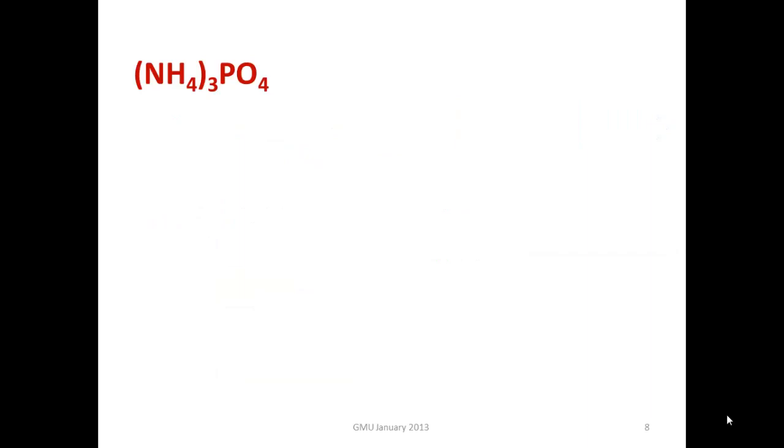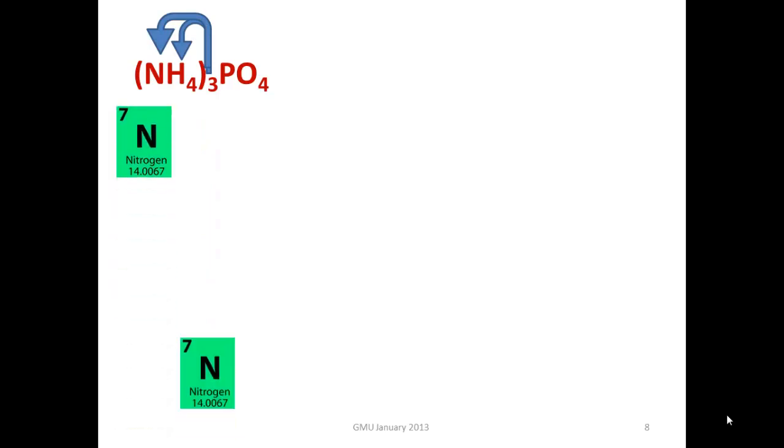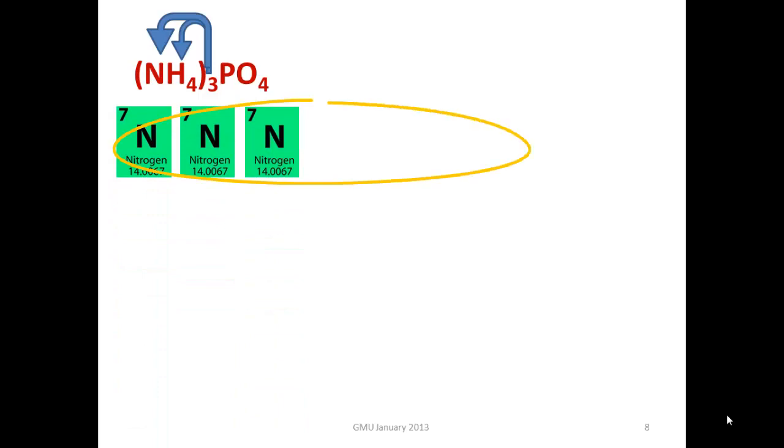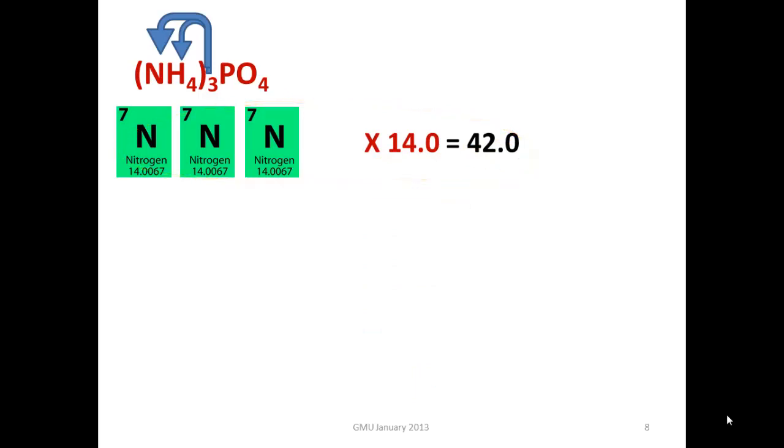Okay, anytime you have a compound that includes parentheses, you need to know that the number outside of the parentheses distributes to all the pieces inside. That means that we'll have 3 N's. Each N has a mass of 14 grams, so 14 times 3 is 42.